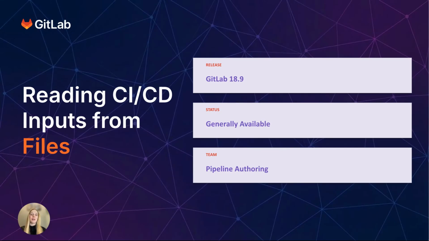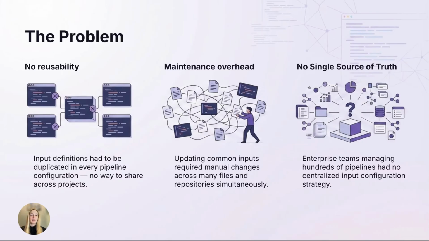Today we're working through a feature that the pipeline authoring team just shipped in GitLab 18.9: the ability to define and read CI/CD pipeline inputs from external files. It's a small addition to the spec keyword with a large impact on how teams manage inputs across multiple pipelines or projects. A quick look at what this solves.